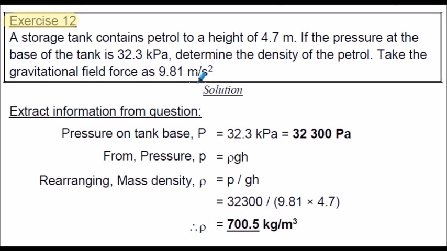Exercise 12, here's the solution. Again, we're referring to the formula P is equal to rho g h, but this time we need to transpose the equation because the question requires us to find the density of the petrol. So rearranging for mass density rho, we simply divide both sides by g h, so that becomes rho is equal to P divided by g h. We insert the values and the density of the petrol is 700.5 kilograms per meter cubed. Again, I'll let you review the solution at your own pace.